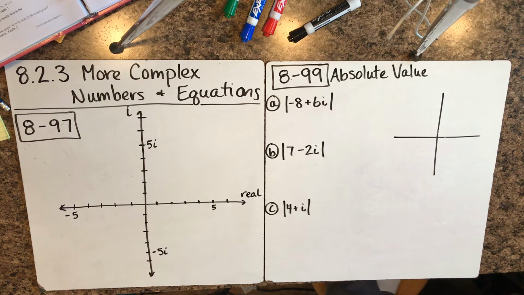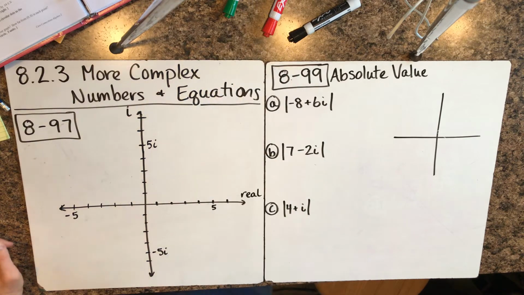Okay, today we're going to start talking about lesson 823. So we're still talking about complex numbers. Remember, that's just numbers that are in a plus bi form. It has a real and an imaginary part usually. And we're going to talk about equations, not so much today, but more so tomorrow.